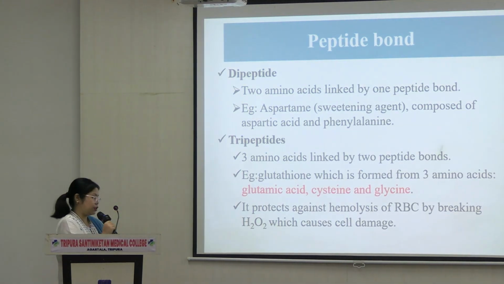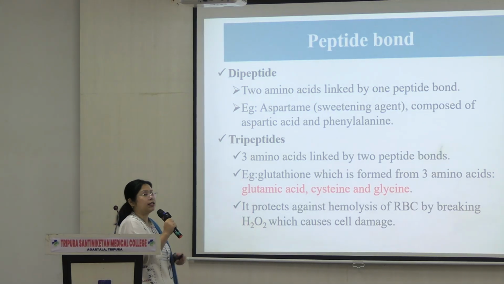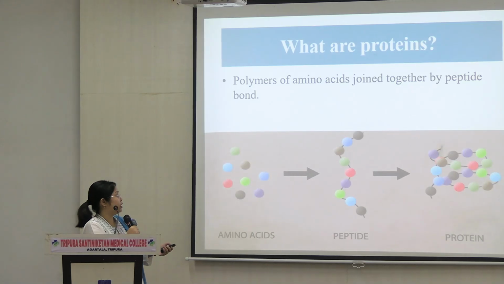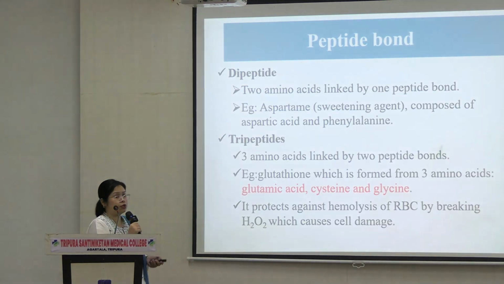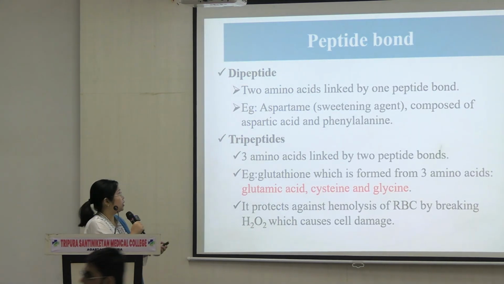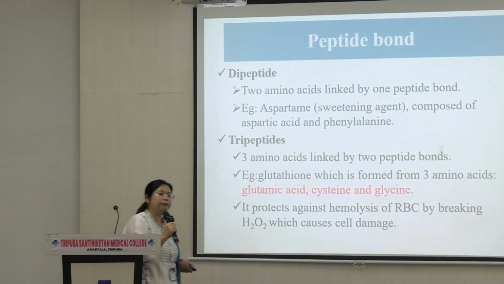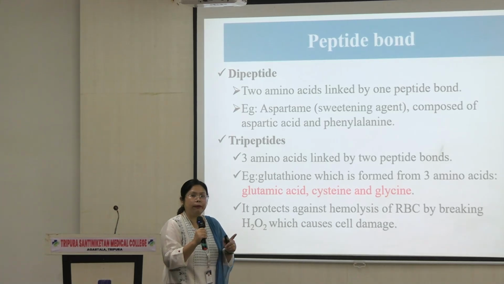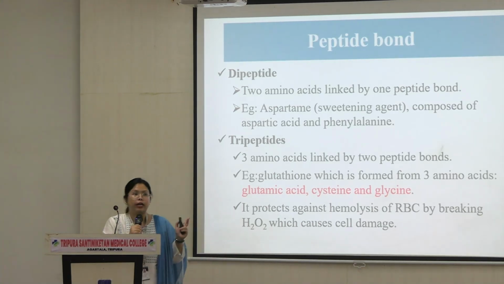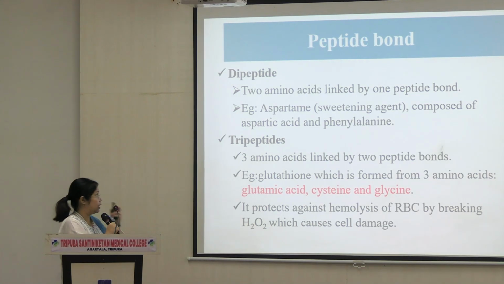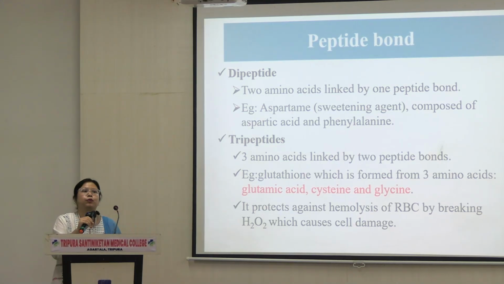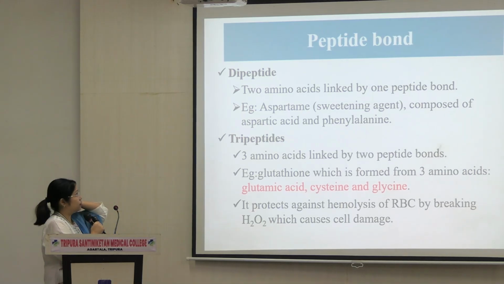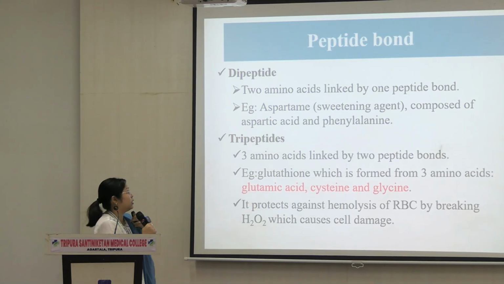Now, there are certain terminologies that I think you should be aware of. When we say dipeptide, like I said, this is called a peptide, okay? So when there are two amino acids joined together by one peptide bond, they are known as dipeptide. Dipeptide sounds like two peptide bonds, right? But it is not two peptide bonds, it's one peptide bond joining two amino acids. So that is dipeptide, like what we see in aspartame, which is a sweetener. Aspartame is made up of aspartic acid and phenylalanine. Okay, fine.